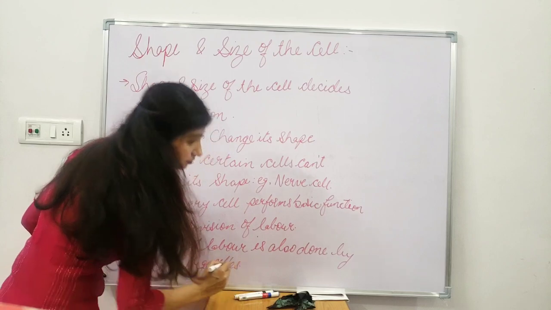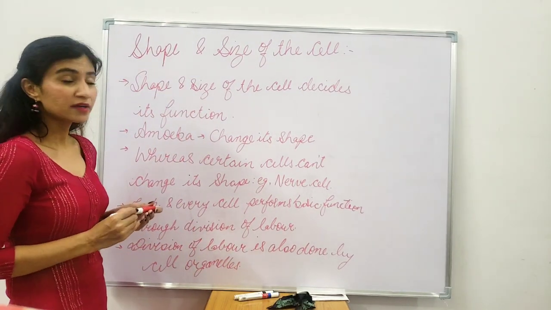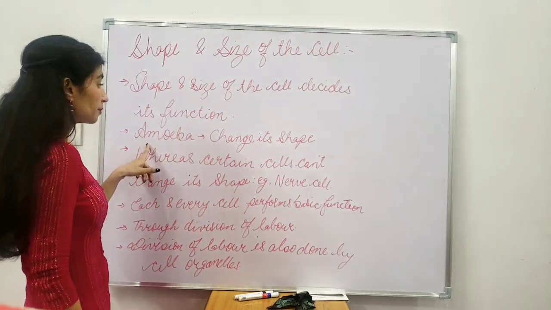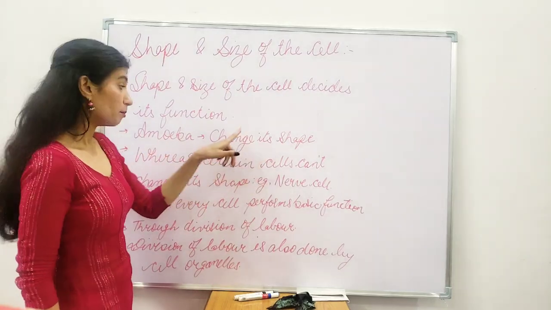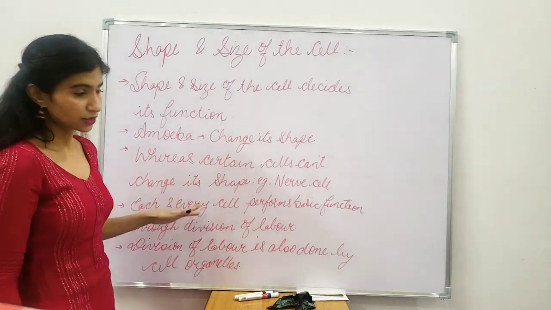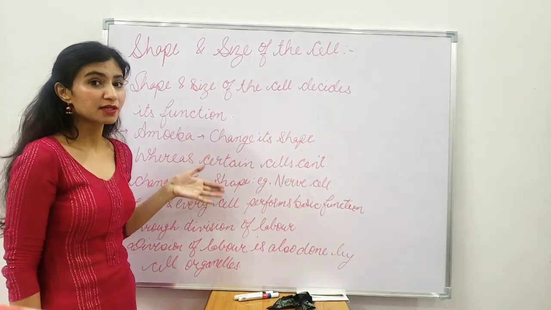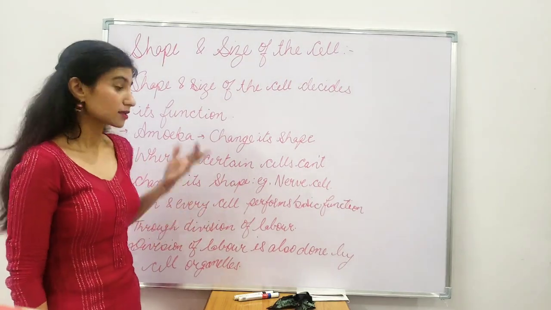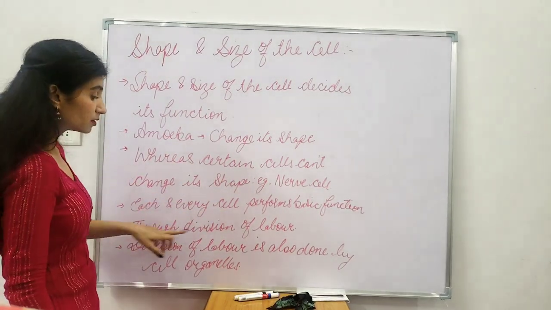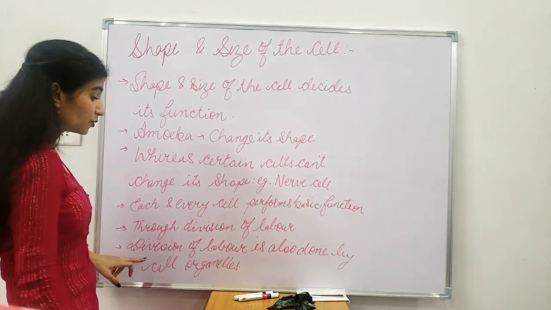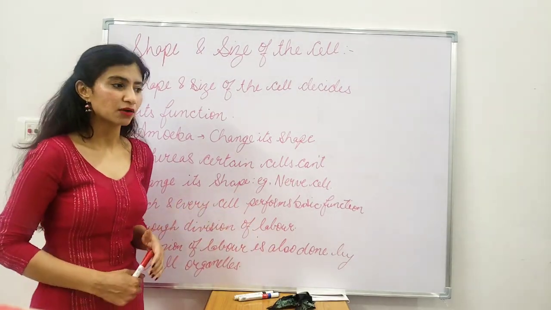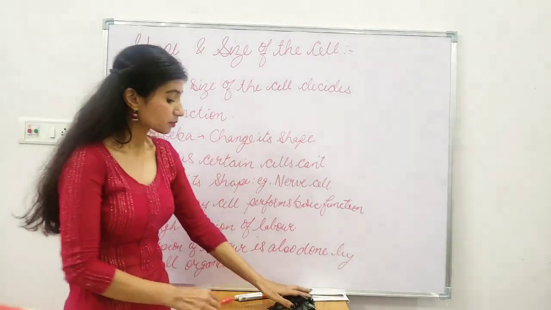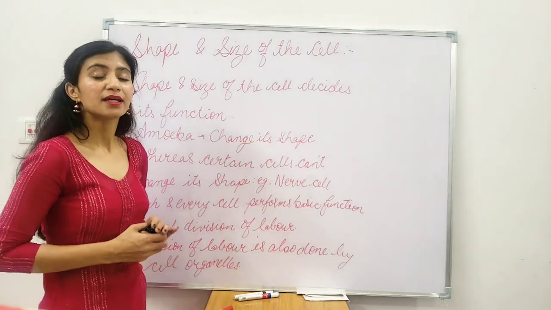So far we have discussed that the shape and size of the cell decides its function. Amoeba, on the other hand, can change its shape. But there are certain cells which can't change their shape, which means their shape and design is fixed and peculiar, just like nerve cell. Each and every cell performs certain basic functions, and they do it through the division of labor, just like us. Division of labor is also done by the cell organelles, like movement of material out of the cell, making up something. So this is all we have for shape and size of the cell.